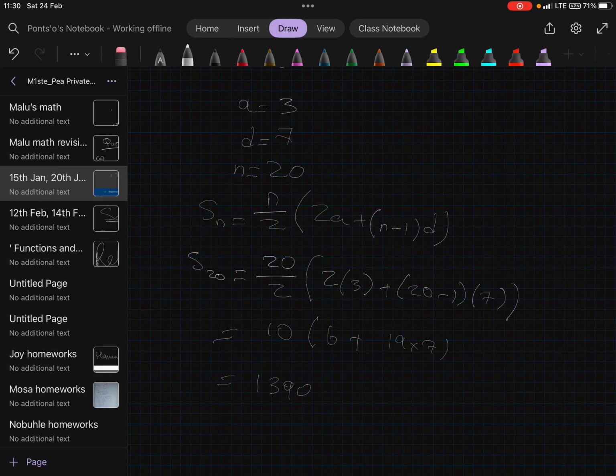Which I'm struggling with. Okay, how are you using it on your calculator? How are you punching in the numbers on your calculator?